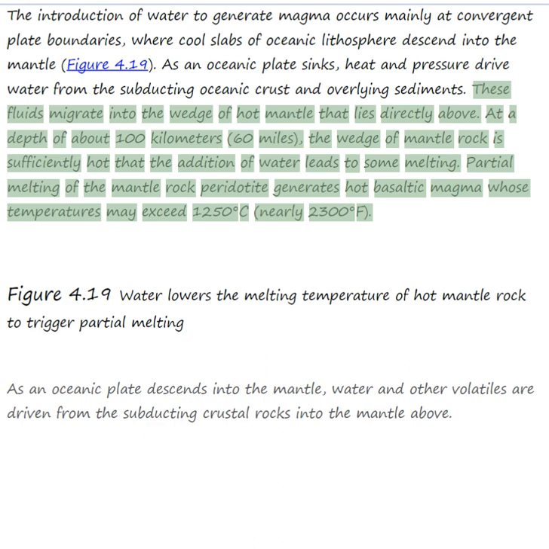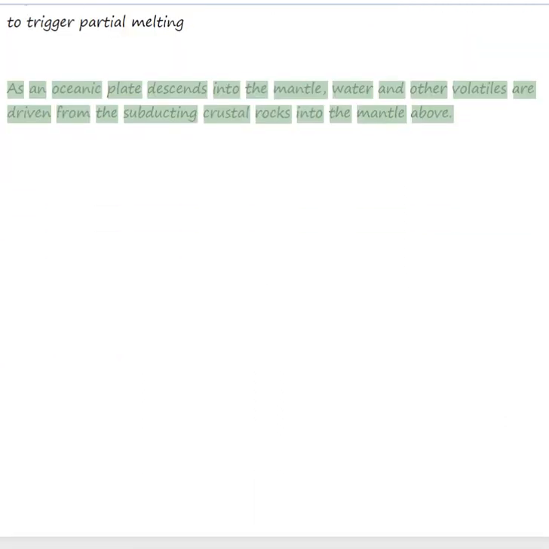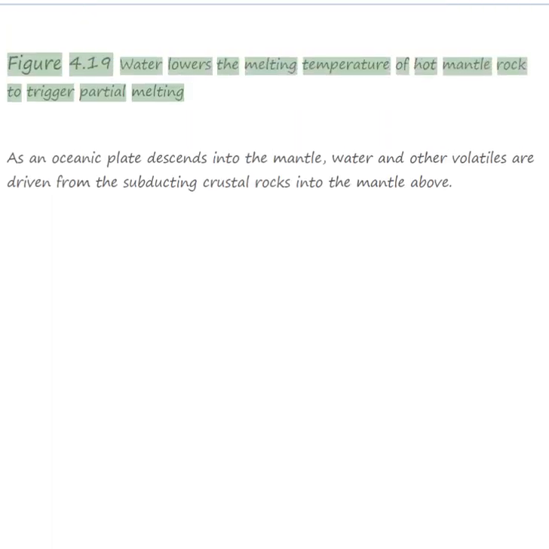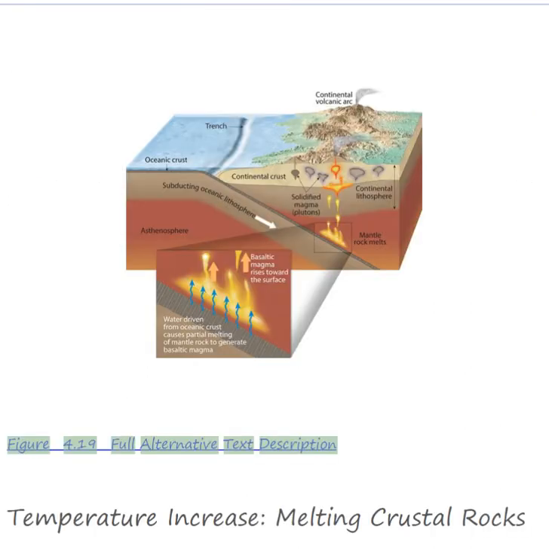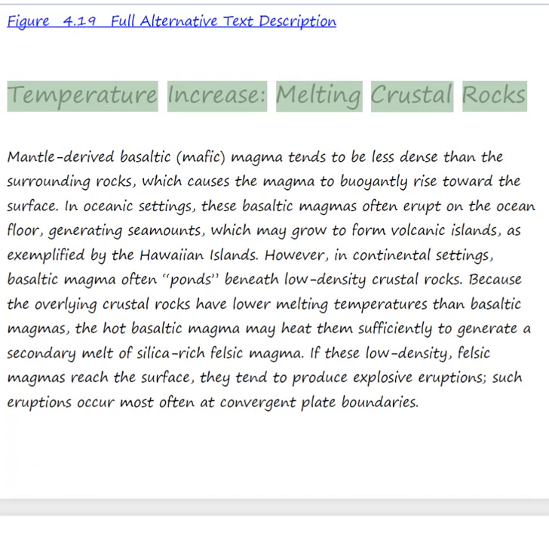At a depth of about 100 kilometers, the wedge of mantle rock is sufficiently hot that the addition of water leads to some melting. Partial melting of the mantle rock peridotite generates hot basaltic magma whose temperatures may exceed 1,250 degrees Celsius. As an oceanic plate descends into the mantle, water and other volatiles are driven from the subducting crustal rocks into the mantle above. Figure 4.19 Water lowers the melting temperature of hot mantle rock to trigger partial melting. Temperature increase, melting crustal rocks.